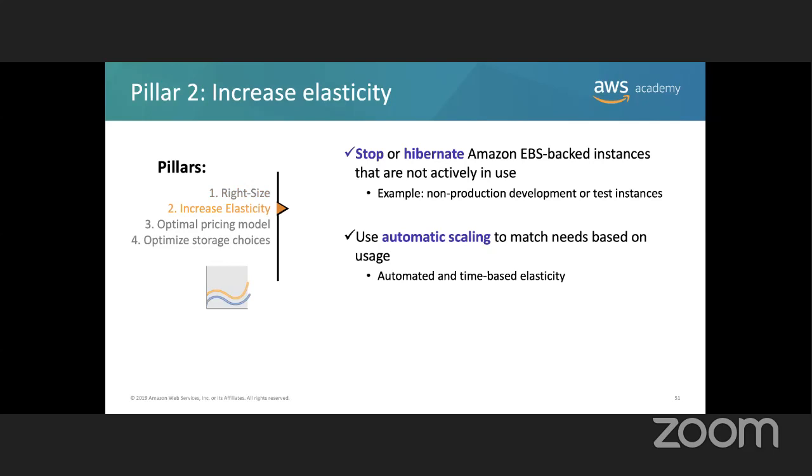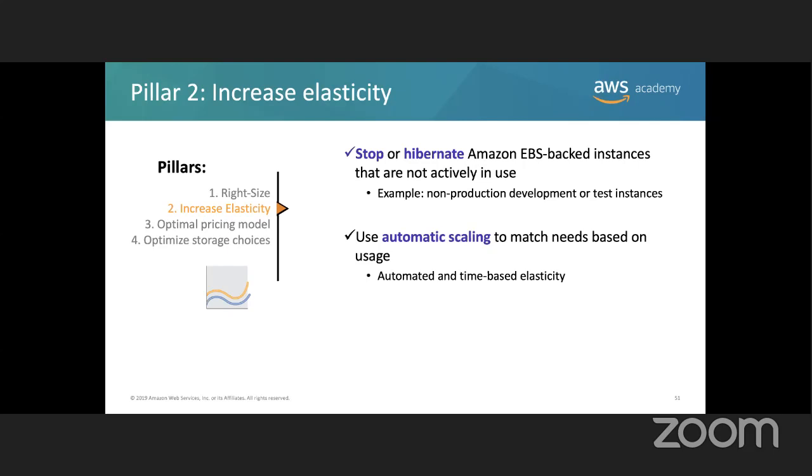You can stop or hibernate Amazon EBS backed instances that are not actively in use. Amazon EBS backed means that when you stop it, you don't lose the data. When you stop it, you still keep the data. For example, non-production development or test instances, they're not in production. Why would you have them running? You don't need that. Stop them, like the ones that we have right now in our account, in the console in AWS. If you're not using that, what's the point? Stop it.